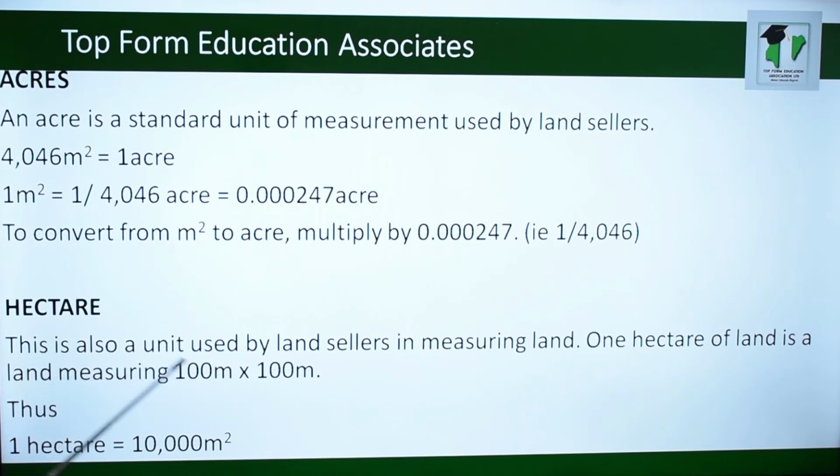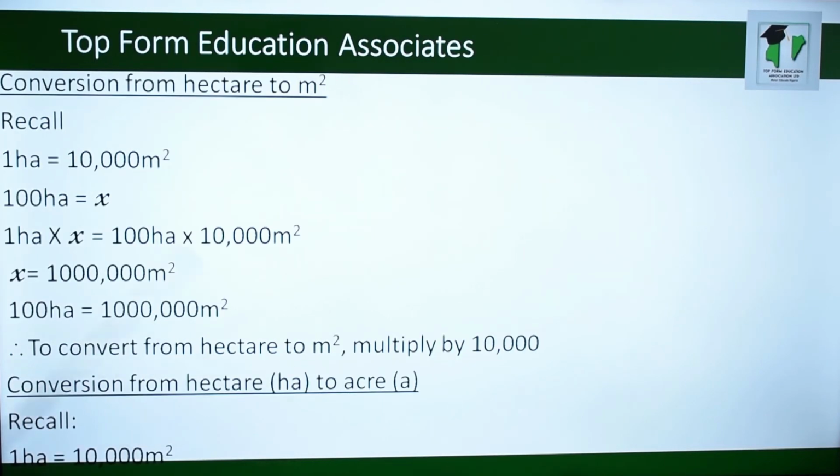Then we'll have the next as hectare. This is also a unit used by land sellers in measuring lands. 1 hectare of land is a land measuring 100 meters by 100 meters. So 1 hectare is equal to 10,000 meters squared. Is that okay?